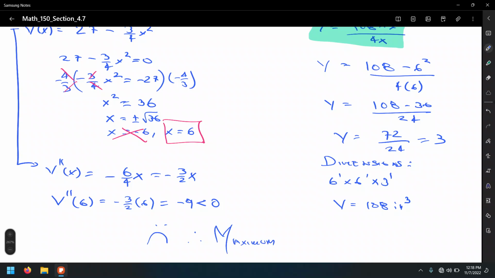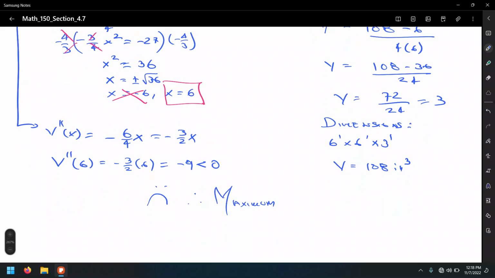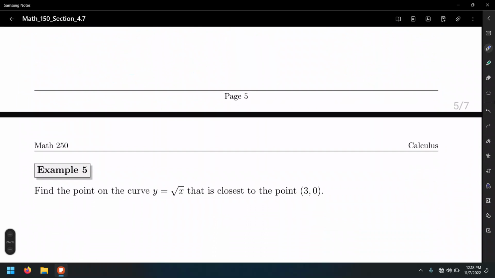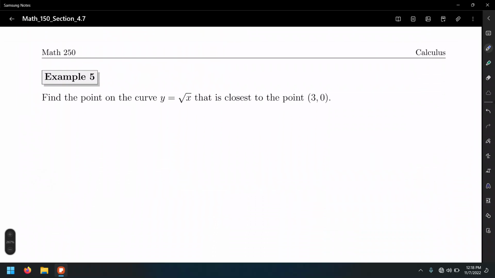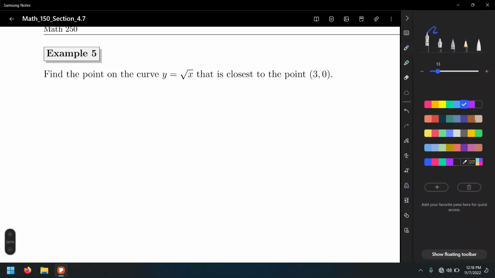All right. And let's do one more example before moving to the next topic. The next example could be a little tricky at times, and I'll show you all the bits here. So, find the point on the curve y equals the square root of x that is closest to the point 3, 0. Well, what is this about?